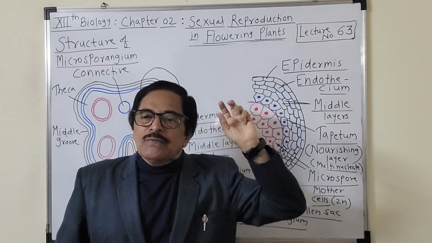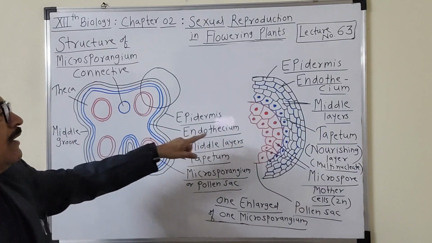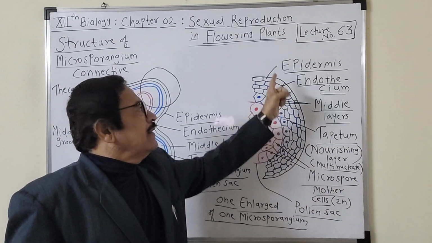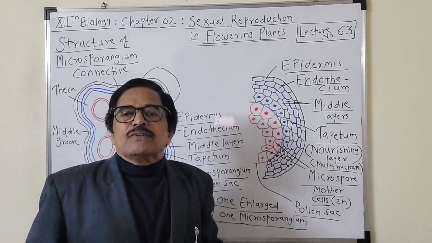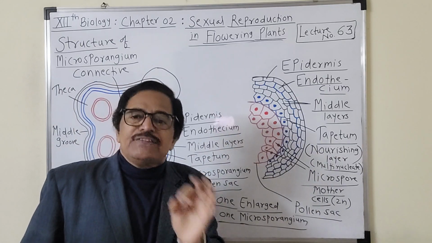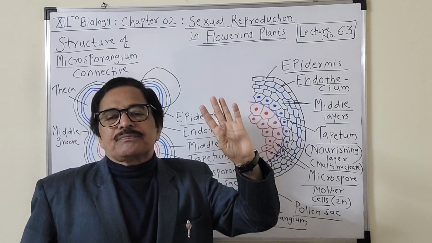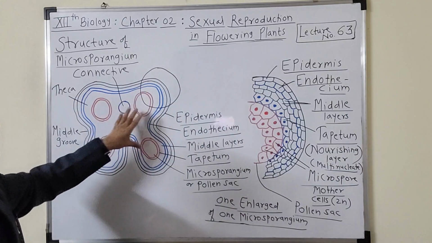Now this microsporangium has 4 layers, which we have discussed. Which are those 4 layers? Epidermis, endothecium, middle layers, tapetum. We have discussed that the tapetum is a very important nourishing layer, providing nourishment to the developing pollen grains. Now we have to learn what happens inside the sporogenous tissue.